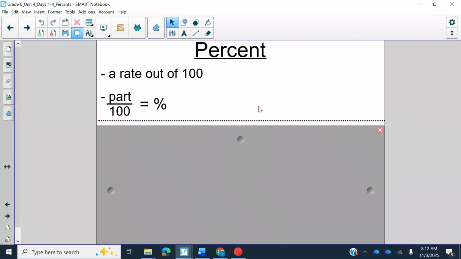So, notes for today. This is on your sheet. Percents are a rate out of 100. And to find a percent, it's always the part over 100. That gives you the percent. So go ahead and pause this and take the notes now.